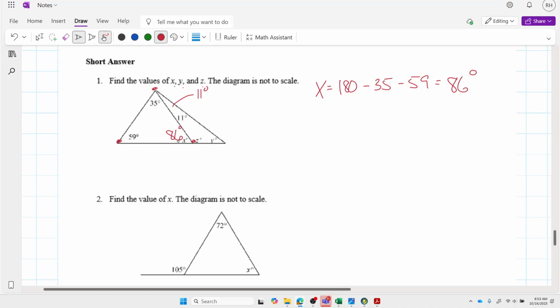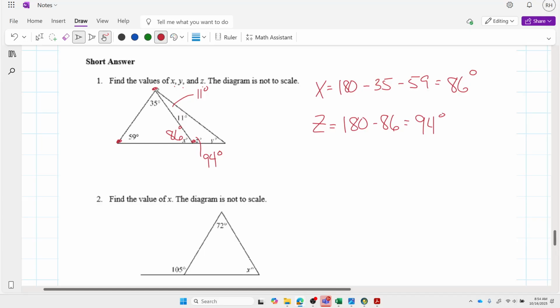So now, if x is 86 degrees, then this z degrees right next to it, those two form a linear pair, don't they? And they sum to 180. So z is equal to 180 minus 86, which is 94 degrees. Now, if you can fit it in there, go ahead. If you can't, then just 94 degrees.